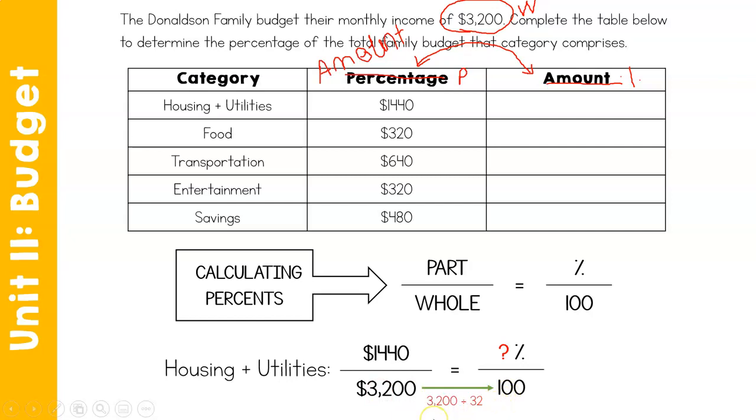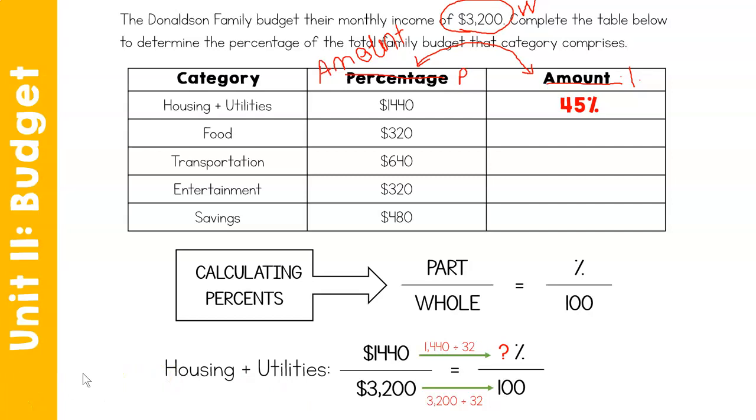So I'm going to take this $3,200 and divide it by 32, okay? And if I do this to the bottom, then I'm also going to do this to the top. I'm going to take this $1,440 and divide it by 32, and I should get 45%. Okay, so I'm going to give you a minute, pause the video, go ahead and solve for food, transportation, entertainment, and savings, and check back to see if you got the correct answers.